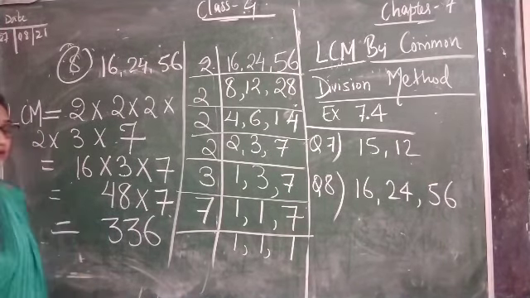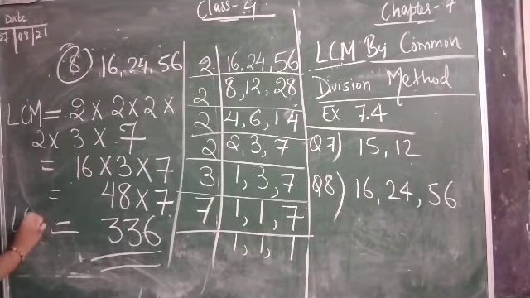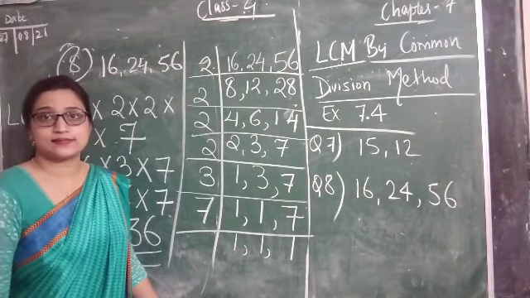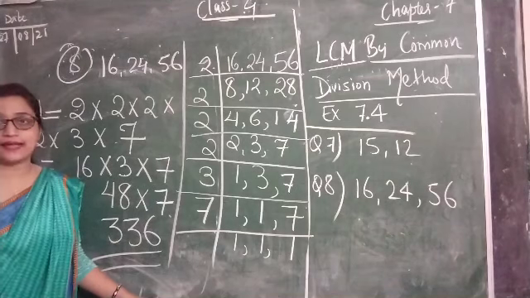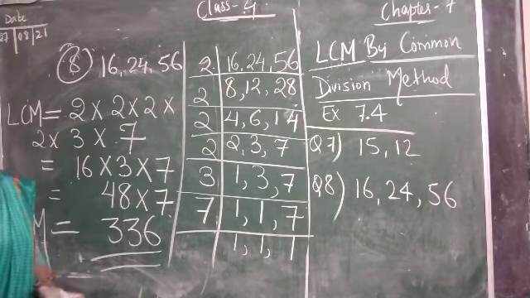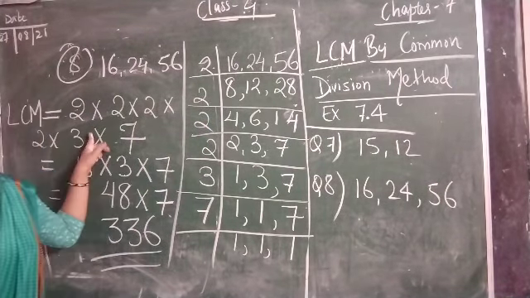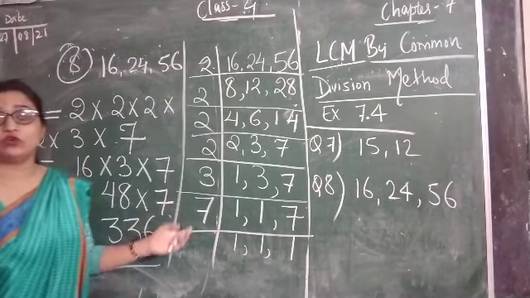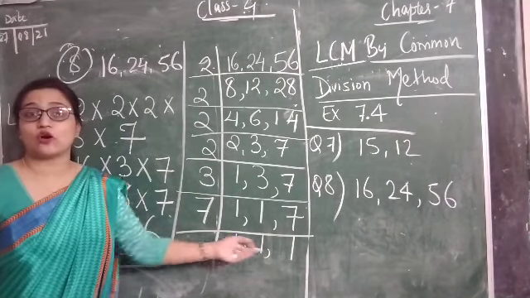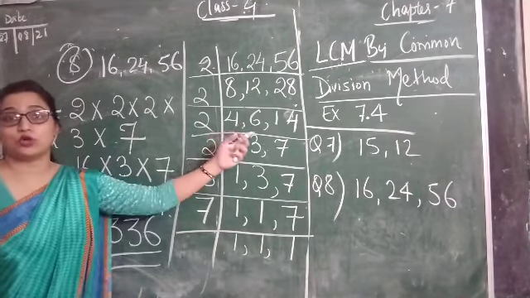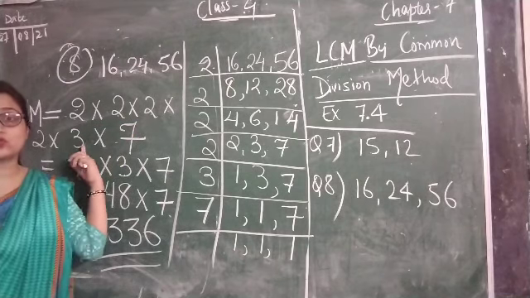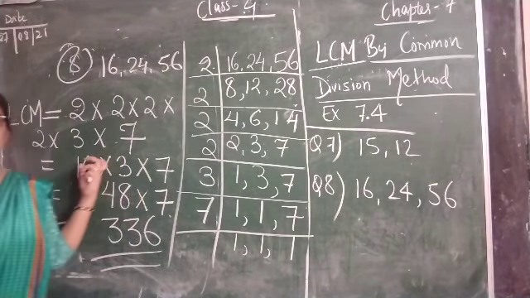Now this 336 is the LCM of 16, 24 and 56. This question is lengthy because 3 numbers are given here and we are getting more prime numbers. So question number 8 is 16, 24 and 56. We have to find the LCM of these 3 numbers. First we just took out the prime factors of each number separately, putting commas in between. Then we got the prime numbers that are 2 four times, then 3 and then 7.